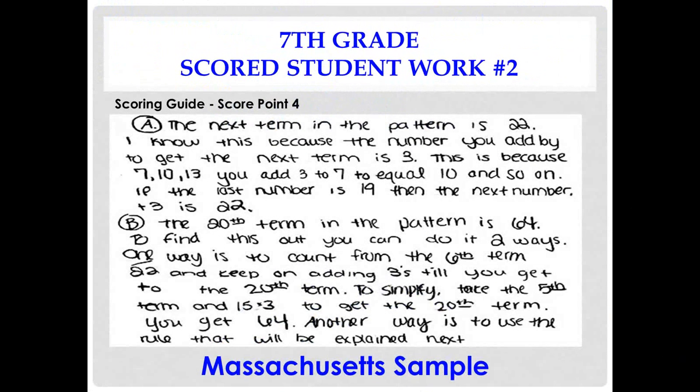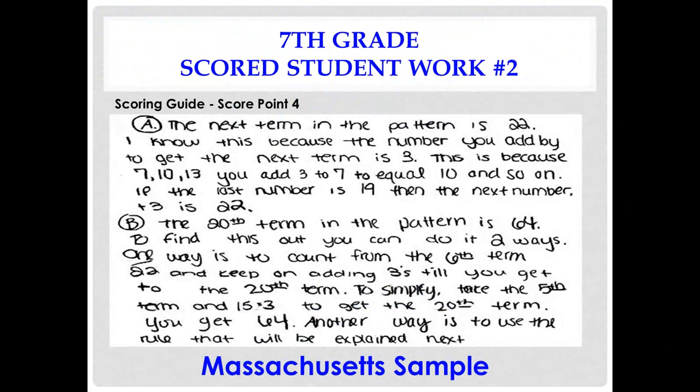Okay, this is another student that scored 4 points out of 4 on this assessment item. On part A, once again, what is the next term in the pattern? The student explained the next term in the pattern is 22. I know this because the number you add to get the next term is 3. This is because 7, 10, 13, you add 3 to 7 to equal 10, and so on. If the last number is 19, then the next number plus 3 is 22.